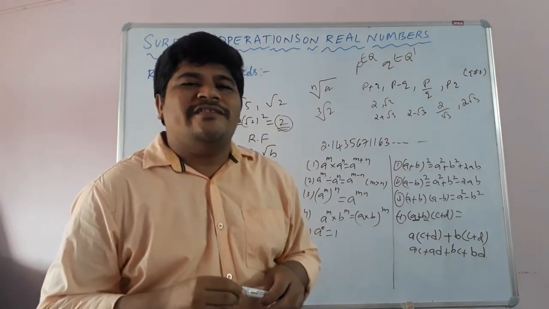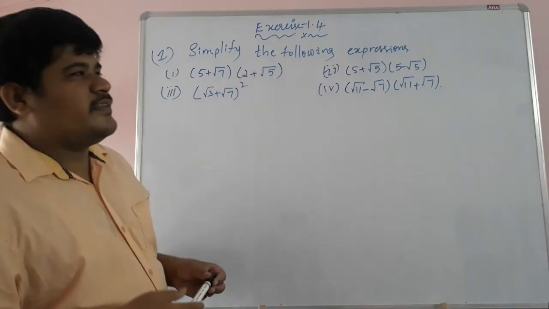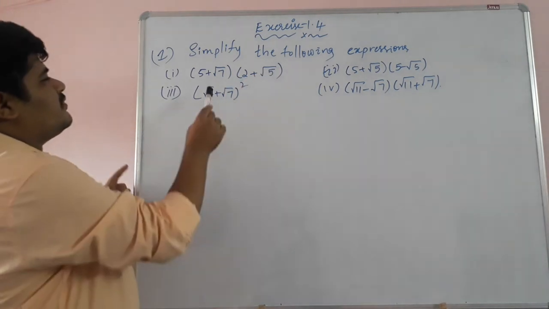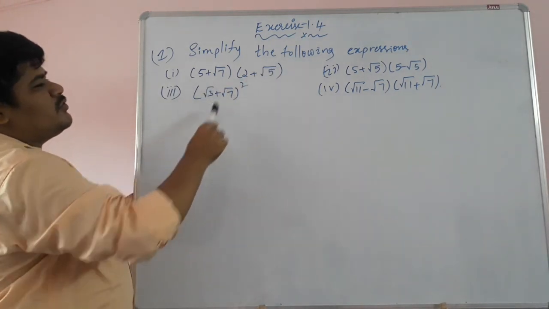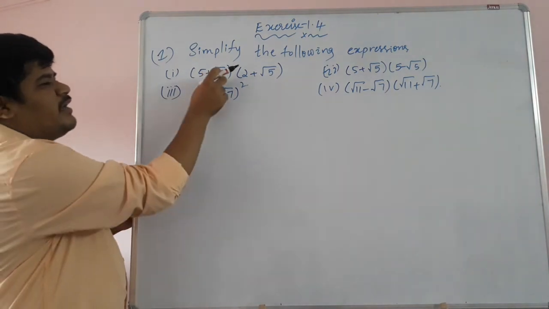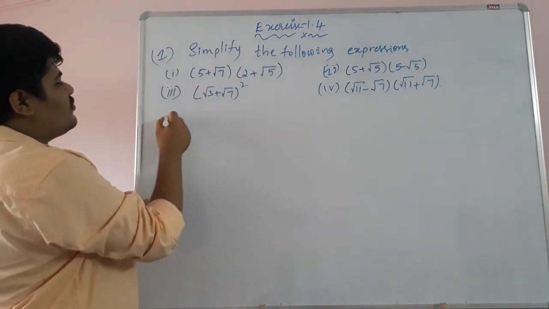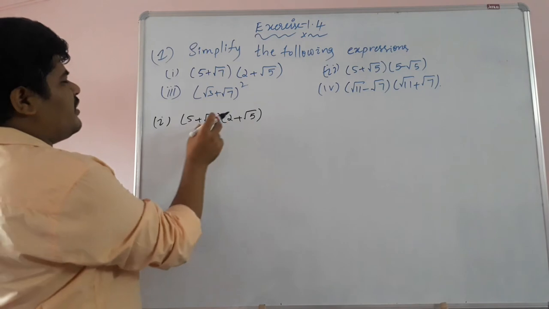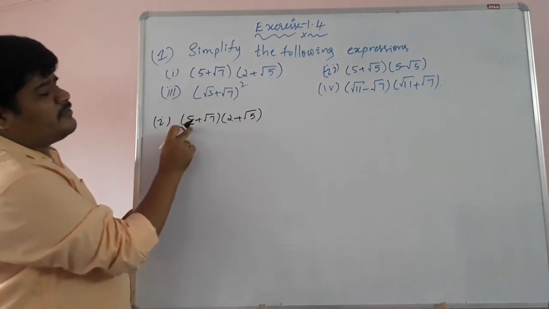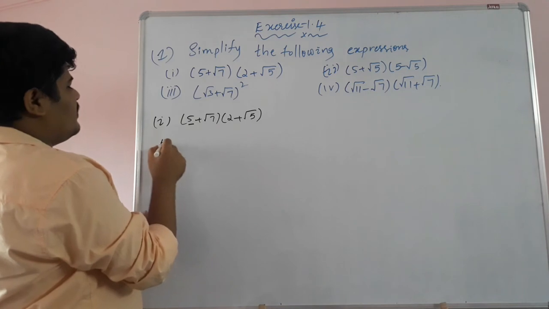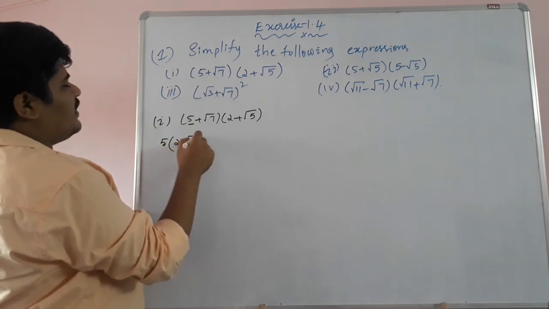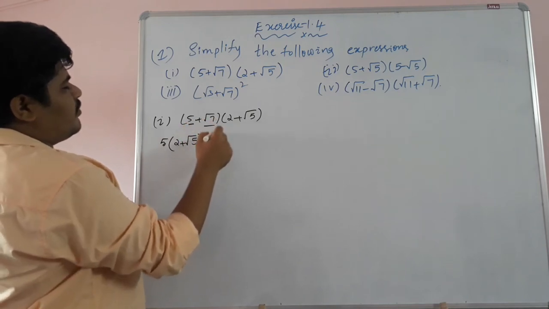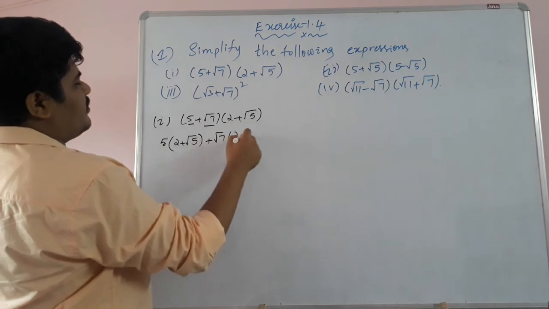Now students, let's see exercise problems. Let's see problem number 1 in exercise 1.4. Simplify the following expressions. The first question is (5 + root 7) into (2 + root 5). Students, this is a binomial and this is also a binomial. Let's see how to solve it. First you take the first term in this binomial, 5, so 5 of (2 + root 5). Again, what is the second term here? Root 7, and in between there is a plus symbol. Plus root 7 of (2 + root 5).